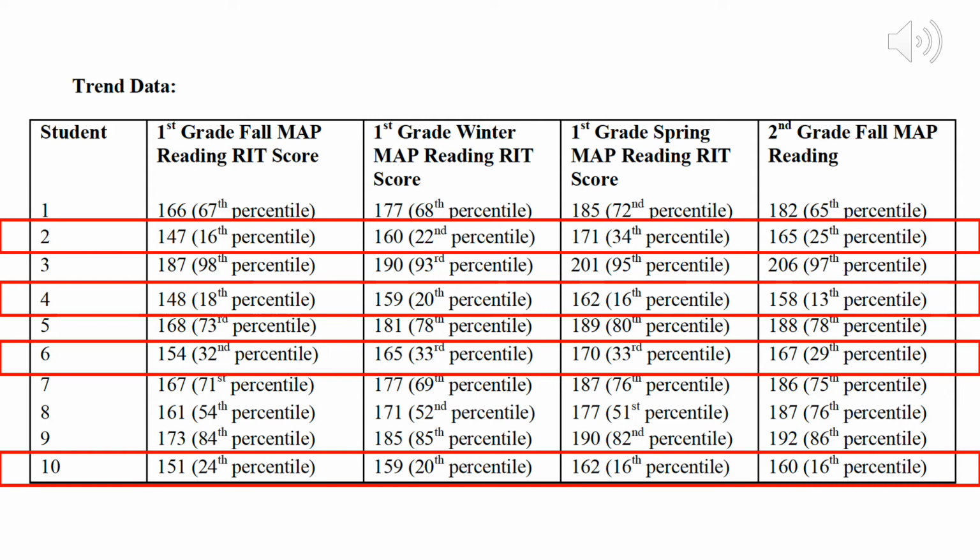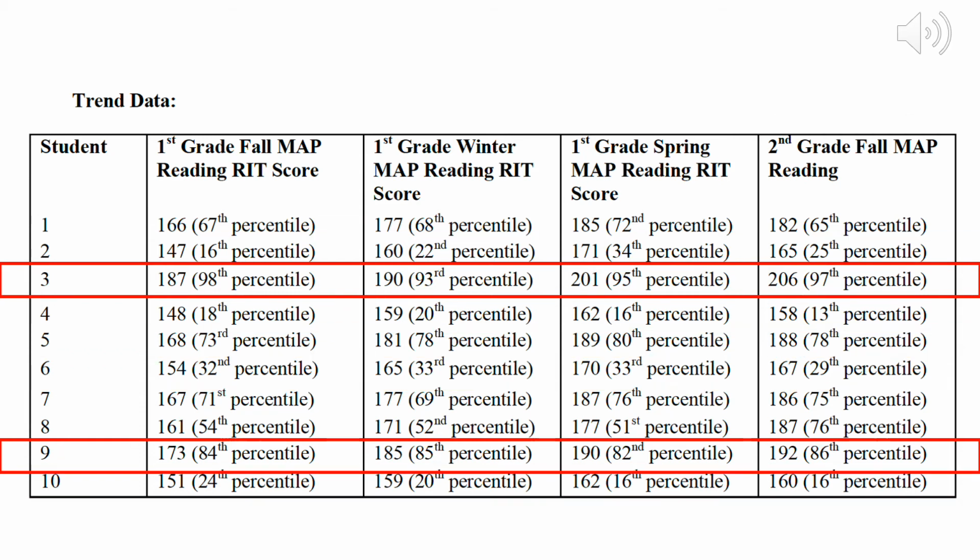So you can see across the data, across a whole year of data, that these students were never near the 50th percentile. They've always scored lower, and that's going to be important when we're thinking about tiering our students, but also those growth targets.